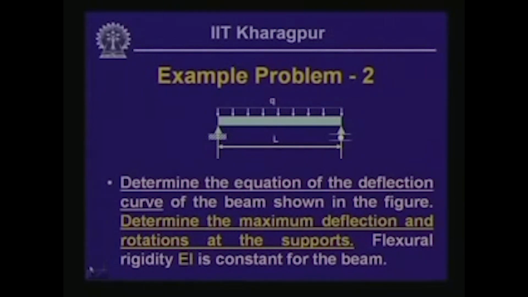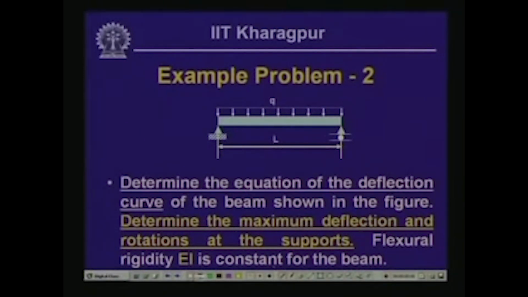Now, let us come back to the equation of the elastic curve. We have a simply supported beam which is subjected to a uniformly distributed load q per unit length. What we will have to do is determine the equation of the deflection curve. This is the first thing we will have to do. Secondly, we will have to find out the maximum deflection and the rotations at the supports. The flexural rigidity EI is constant for the entire beam.